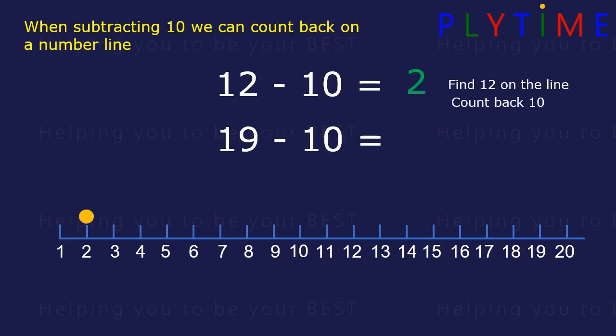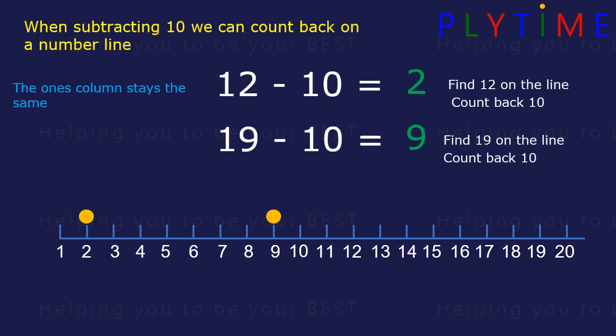What about 19 minus 10? We find 19 on the number line and count back 10. 1, 2, 3, 4, 5, 6, 7, 8, 9, 10. It equals 9. The ones column stays the same. The 9 stays the same, but the tens column goes down by 1. 1 minus 1 equals 0. The tens column's gone down by 1.